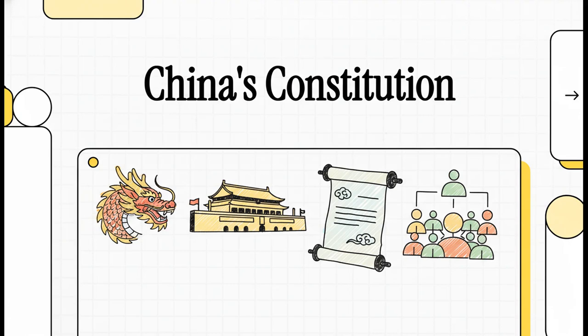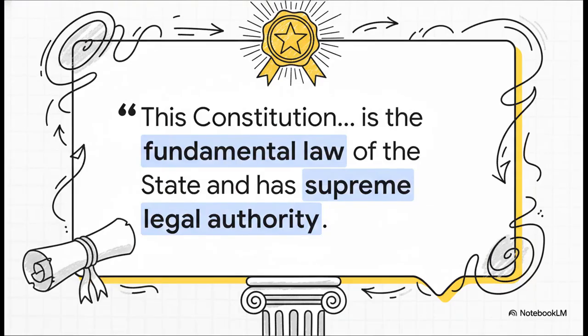All right, today we're cracking open the official blueprint for one of the world's most powerful nations, the Constitution of the People's Republic of China. So what does it actually say? Let's dive in and find out. Right off the bat, the document itself makes this incredibly bold declaration of its own power. This one line right from the preamble sets the stage for everything else. It establishes this text as the absolute supreme legal authority in the entire country.